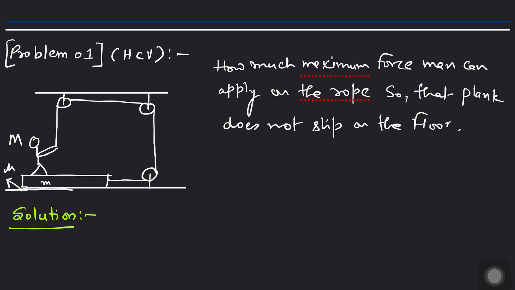Here I'm going to consider this whole thing as a system, and then analyze this problem, okay? I'm going to consider the man and the plank as a system, because the man is not going to slip and these both are not going to slide, so their common acceleration in the horizontal direction is 0.